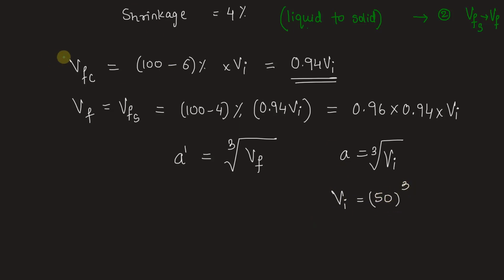Let's substitute the value to find out Vf. Vf is equal to 0.96 into 0.94 into 50 cube. This comes out to be 112,800. The side is in millimeters, so millimeters cube is the unit of volume. This is the final volume. The final side will be cube root of this value. So we have cube root of 112800. This comes out to be 48.32 and the unit will be millimeters because it is the new side.